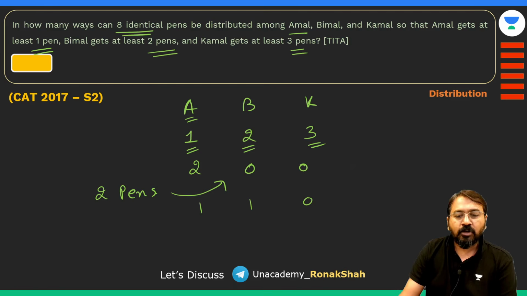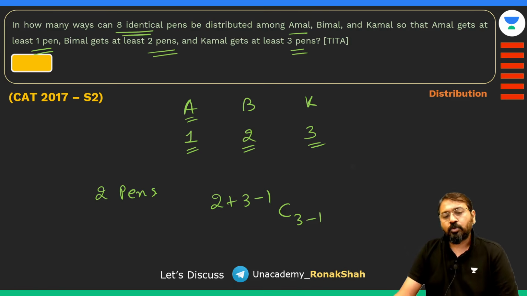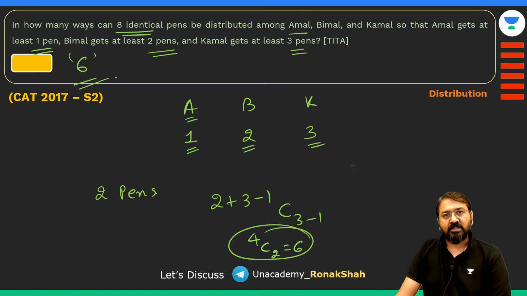So what are the number of ways of distributing 2 identical objects among 3 children? Of course it will be (2 plus 3 minus 1) C (3 minus 1). So guys, this will come out to be what? 4C2, which is nothing but 6. That's your answer. 6 is the answer. Very simple question, isn't that?